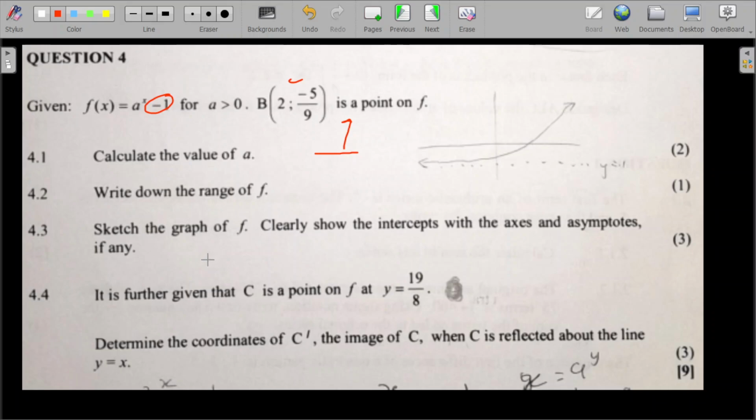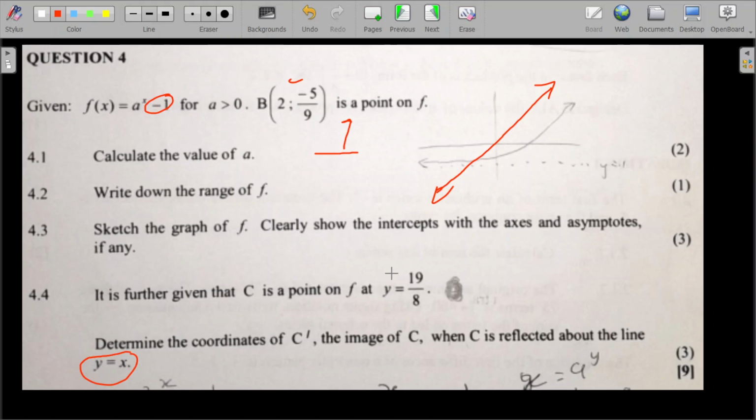4.4, it's further given that C is a point of f at y equals 8. So this point C is further given as a point of f. Let me first read the question. Determine the coordinates of C prime, which is the image of C when it's reflected about the line. Remember this line is a symmetry line, the line y equals c.